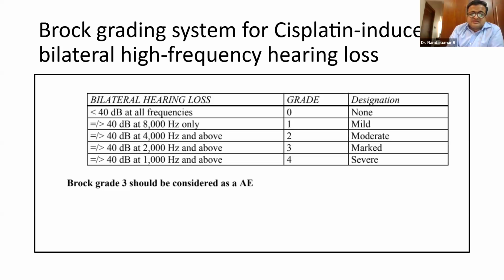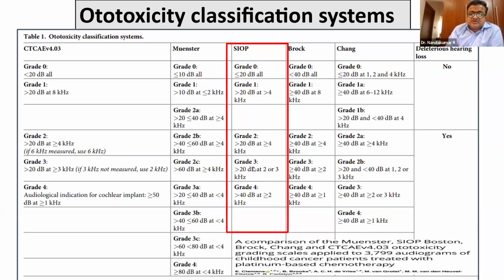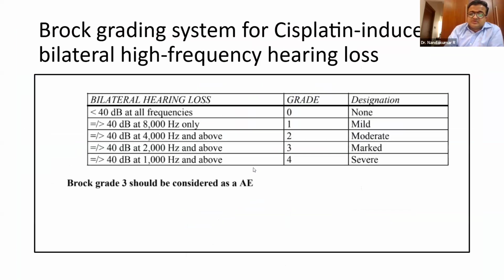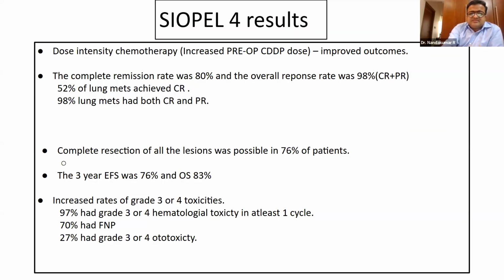Generally, the higher frequencies are affected first, and then only the lower frequencies. So anybody with more than 40 decibels at 2 kilohertz, or 2000 hertz, has significant hearing loss. If you go as per SIOP, it is 20 decibels at 2 kilohertz. Here it is 40 decibels at 2 kilohertz. So this I have discussed.